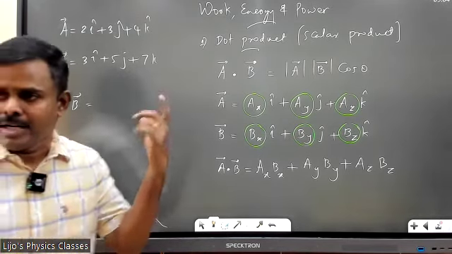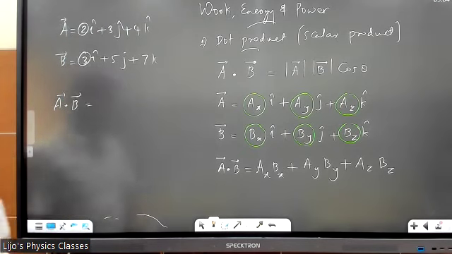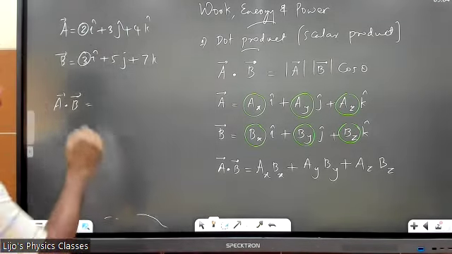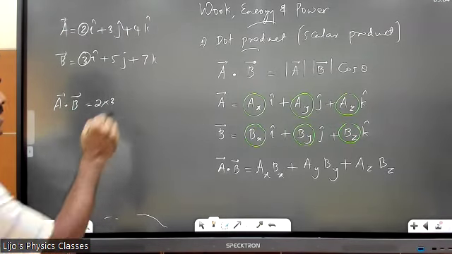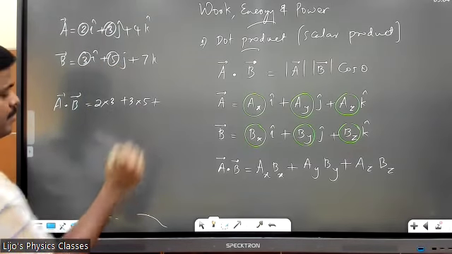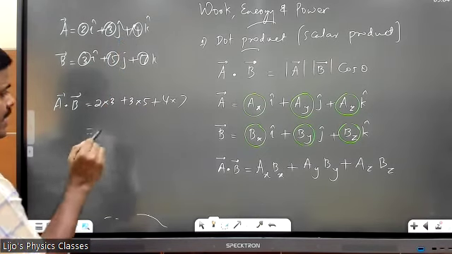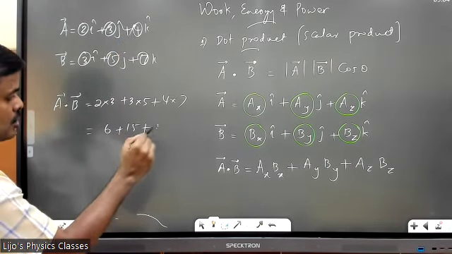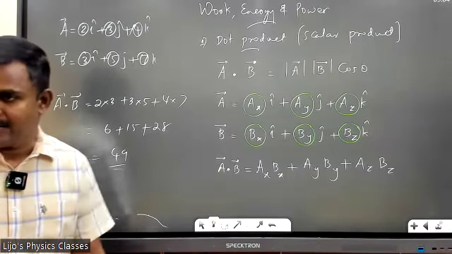You can multiply, right? The i components, 2 and 3, are multiplied: 2 into 3. Plus the j components, 3 and 5: 3 into 5. Plus the k components, 4 into 7. They are multiplied and added. 2 into 3 is 6. 3 into 5 is 15, plus 28. That is equal to 49. The answer is 49. Got it.